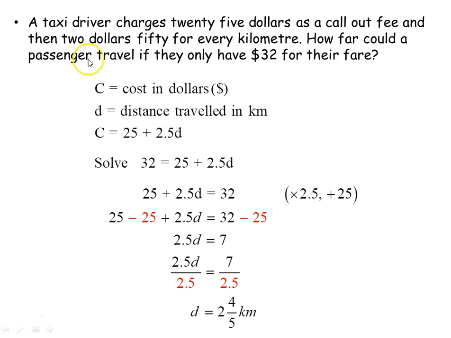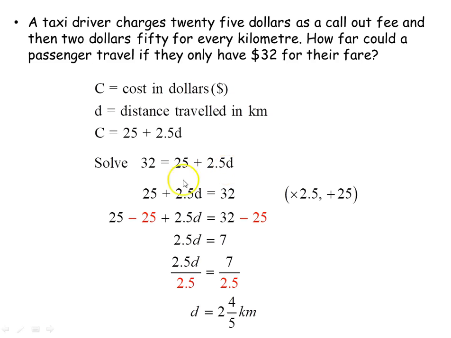What we want to solve is the situation for the case of the passenger who has only $32 available in their pocket to spend on a fare. How far can they go? So we're setting the cost to $32, and $32 is equal to the $25 charge plus $2.50 for every kilometre.